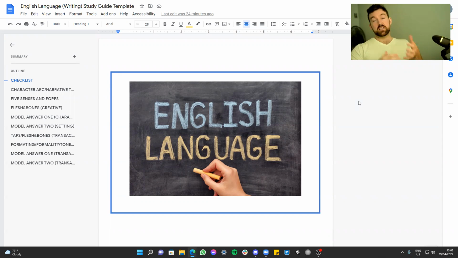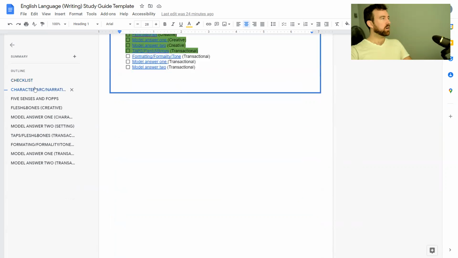What we're doing in this series is we're basically going through everything that you need to know about creative writing and transactional writing so that hopefully you'll be able to achieve your potential in your GCSE language paper in terms of the writing. For most exam boards, it's about 50% of your English language GCSE that is assigned to your ability to write creatively, write transactionally. So let's start our lesson here.